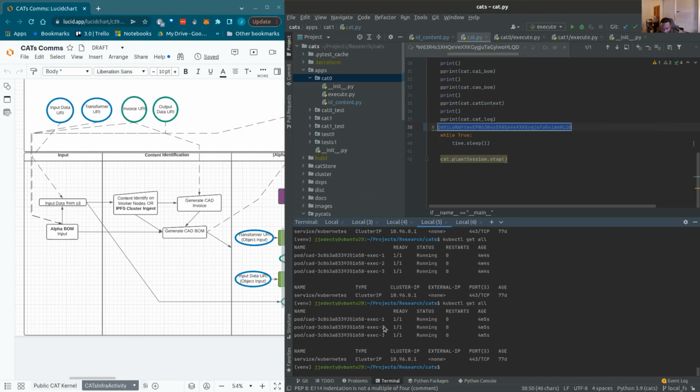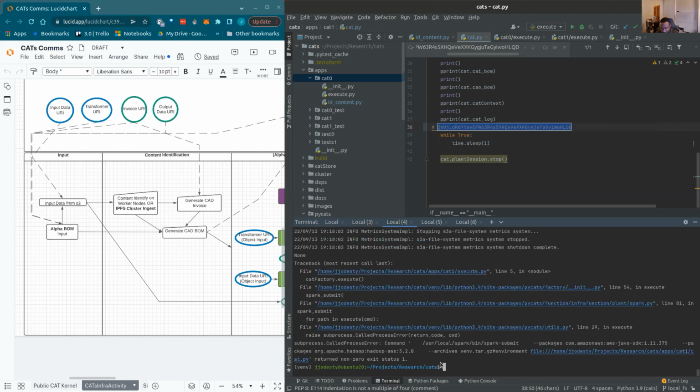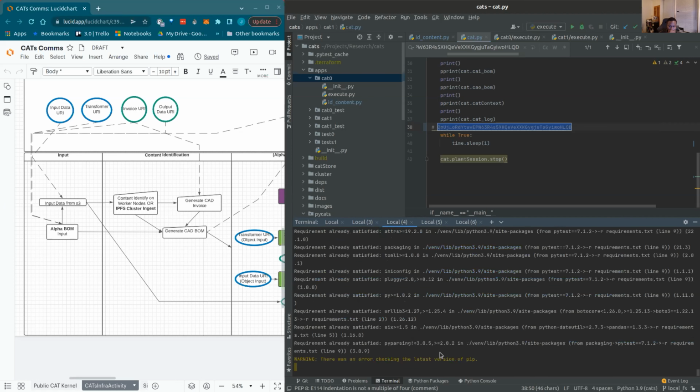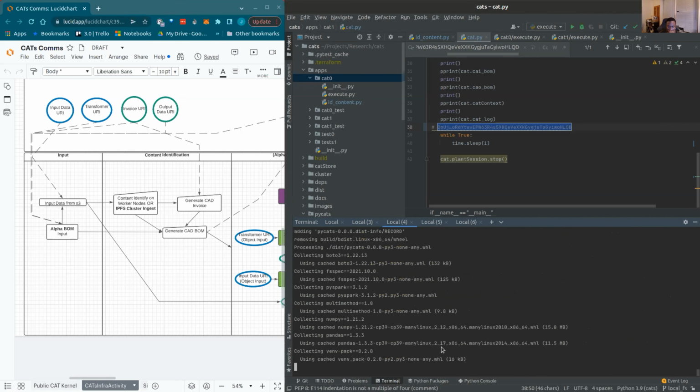That's cat 0 on the Spark cluster. This one's kind of funky. This one has a bug.